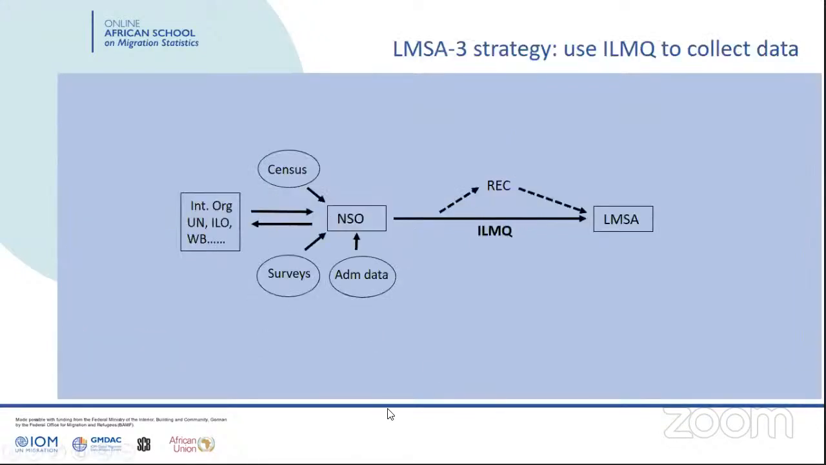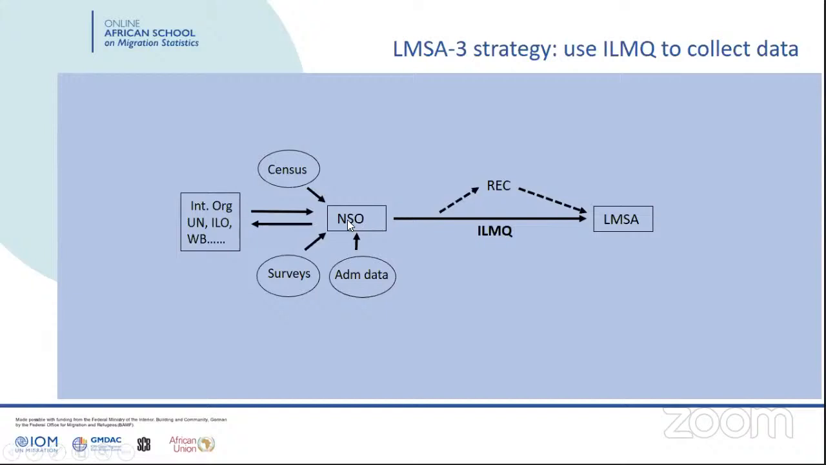So this is a model. This is LMSA. This is NSO, or any entity within the country that is responsible for responding to the questions in ILMQ.